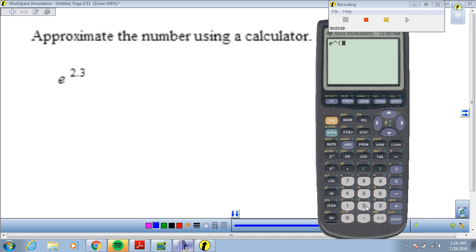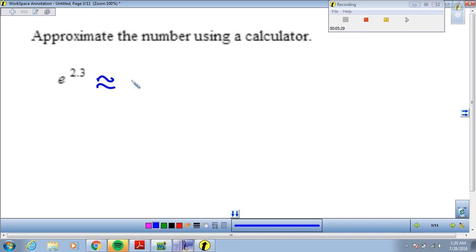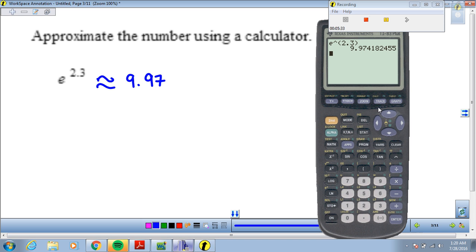So e raised to 2.3, it's 9 point, if we round this time, let's go again to 2 decimal places, so 9.97, because after the 7 there's a 4, so the 7 stays the way that it is. If the number is 4 or less, it stays. So approximation here, 9.97. And let me take a screenshot of that also.